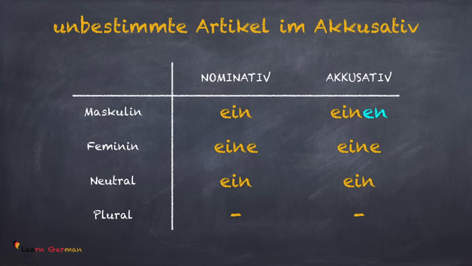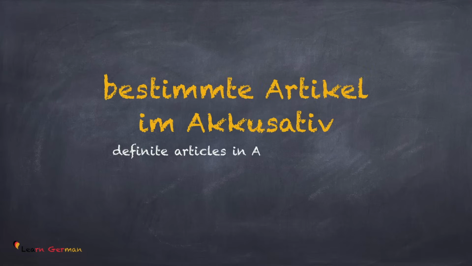So if we just compare the unbestimmte article in nominative and accusative, you will notice that for all other genders, feminine and neutral, the articles are same. Only in the case of masculine, the ein changes to einen. So to make your learning easier, you have to only remember that whenever the accusative object is masculine, article changes from ein to einen. Now let's come to the next one. Bestimmte Artikel im Akkusativ. If you don't remember what are bestimmte Artikel, you can watch our video on bestimmte Artikel im Nominativ.